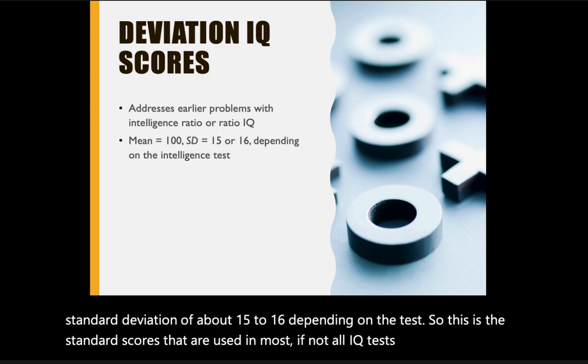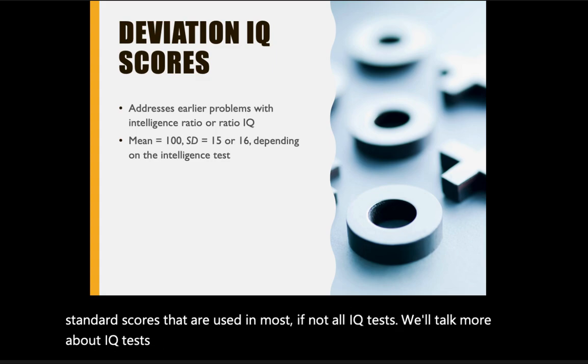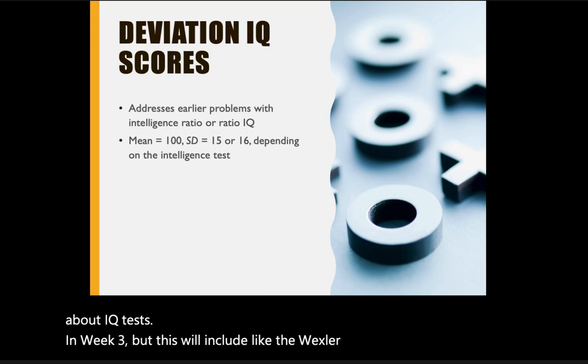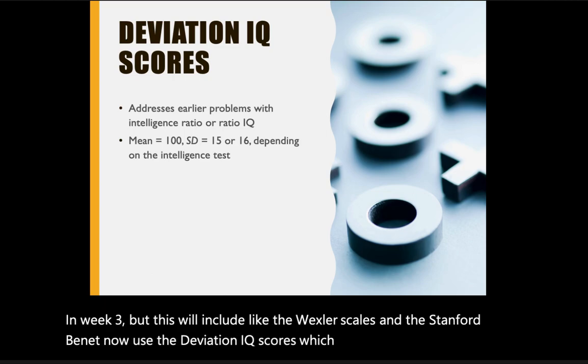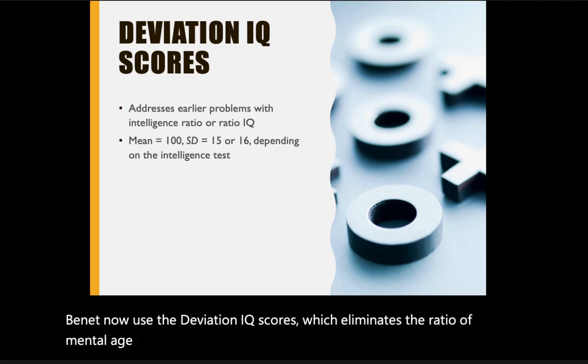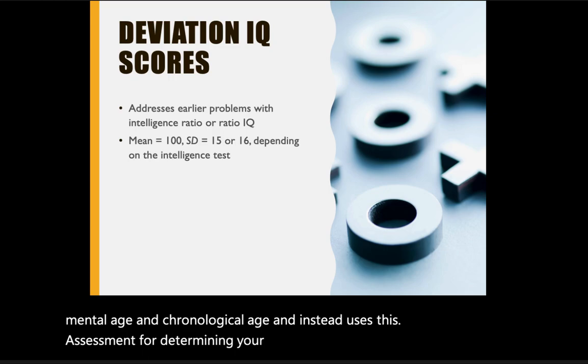So, this is the standard score that is used in most, if not all, IQ tests. We'll talk more about IQ tests in week 3, but this will include the Wechsler scales and the Stanford-Binet, which now use the deviation IQ scores, which eliminates the ratio of mental age and chronological age and instead uses this assessment for determining your IQ based on this mean of 100 with a standard deviation of 15.